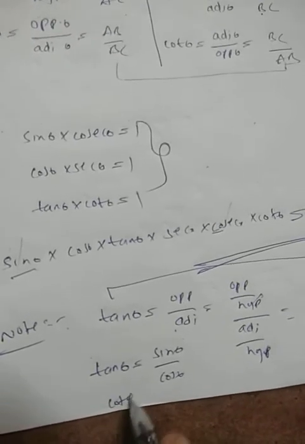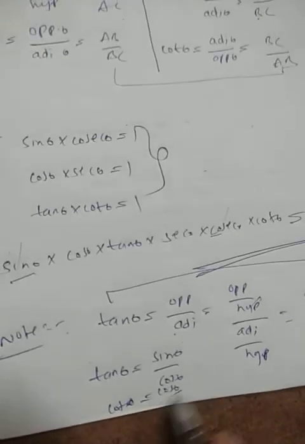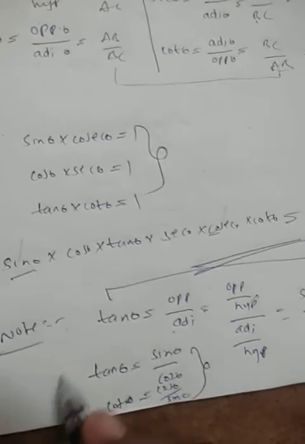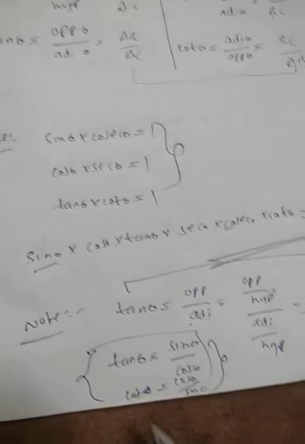Similarly, what is cot theta? Cot theta is the reciprocal of this. We can write it as cos theta by sin theta. Wherever there is a requirement, we can use this one. Tan theta will be sin theta by cos theta. Cot theta will be cos theta by sin theta.